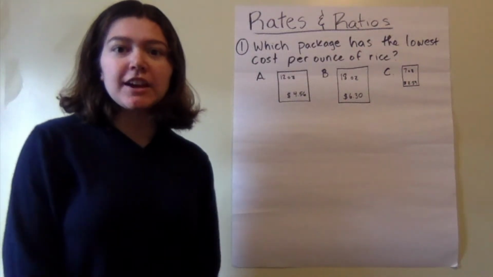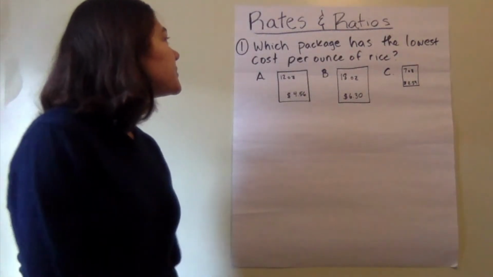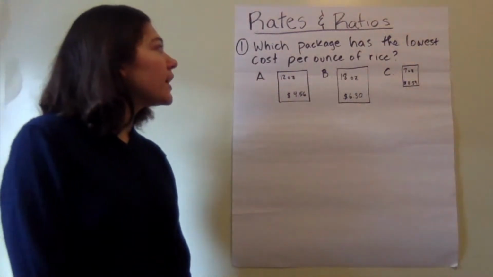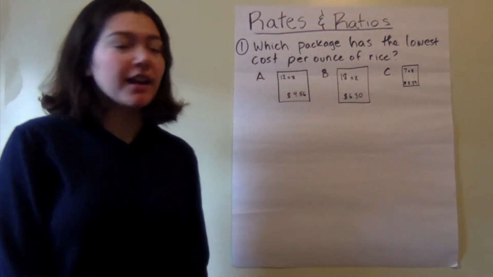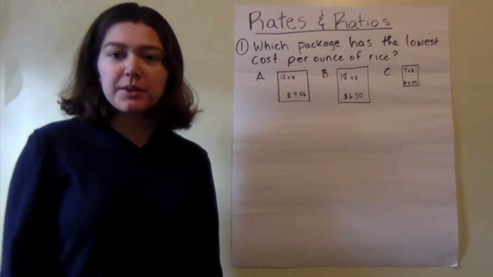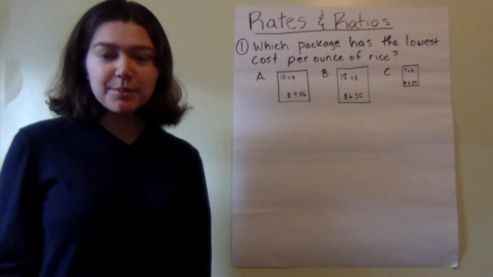Today we're going to be looking at rates and ratios. So for our first example, it says which package has the lowest cost per ounce of rice? And then we have three types of packages available. So you should get out a piece of paper and be writing this example down with me so you get that practice.